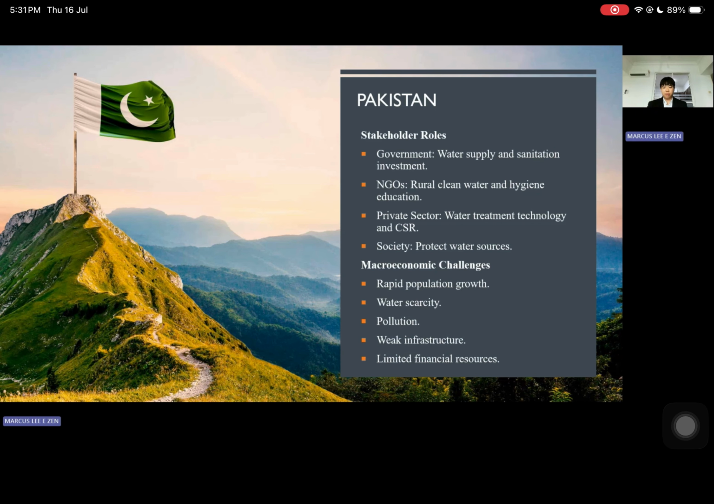However, Pakistan faces major economic challenges, including rapid population growth, water scarcity, pollution, weak infrastructure, and limited financial resources. These issues slow down the country's progress towards achieving SDG Goal 6.